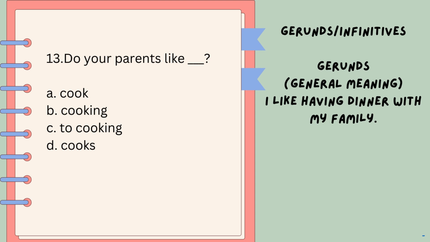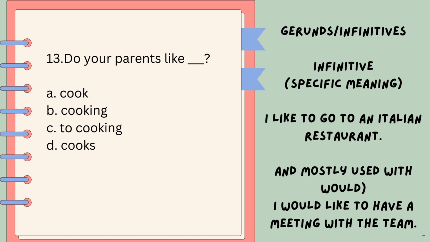For gerund, you use it for general meaning. I like having dinner with my family. So here, this is just a general sentence. There is nothing specific about this. But if you say, I like to go to an Italian restaurant, this is a specific sentence. And actually, it is mostly used with would like to, or I'd like to. So this is a general thing.